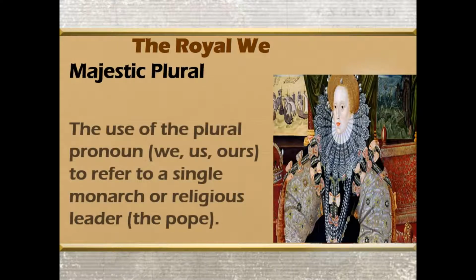It's the use of the plural pronouns we, us, ours to refer to a single monarch, in this case Queen Elizabeth I, or a religious leader, the Pope. But it refers to both her as a person and the title and the position. So she is England in this case.